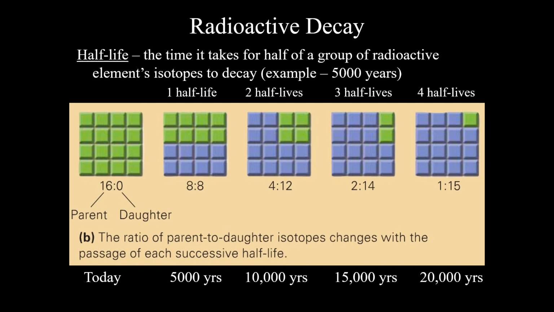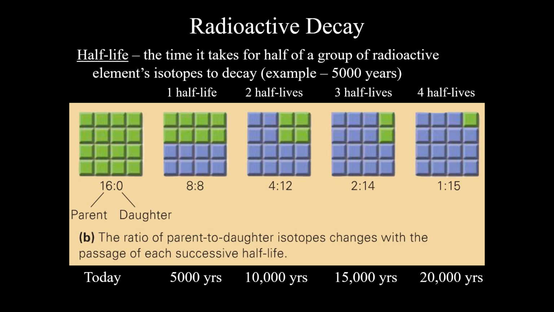Usually when we talk about radioactivity and geochronology, we talk in what we call half-lives. Half-life is just a term that was chosen to make it easier to understand how this process works. Half-life means the time it takes for half of a group of radioactive elements, the parent, to decay into, for example, the daughter. So here is an example. Let's use the example of 5,000 years as a half-life.